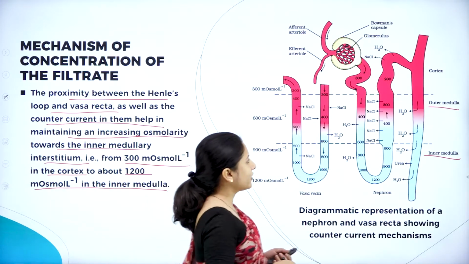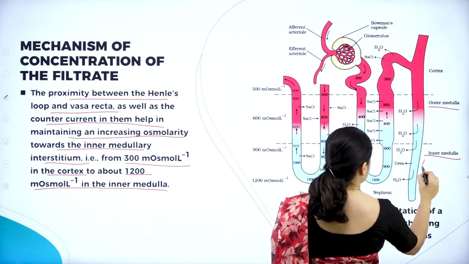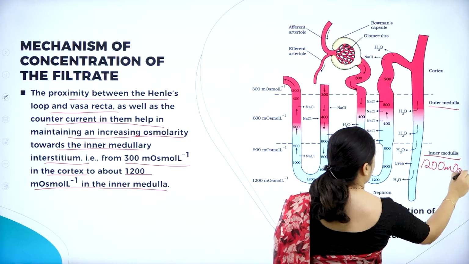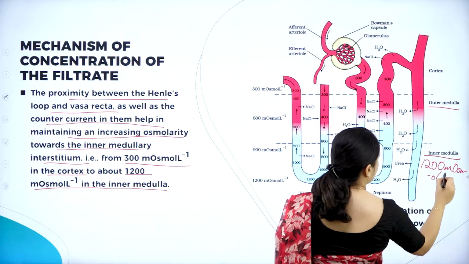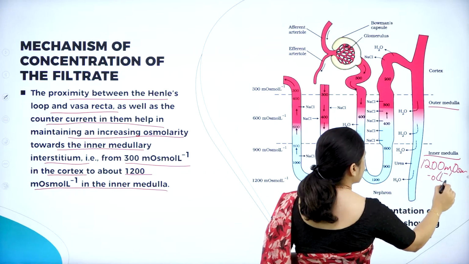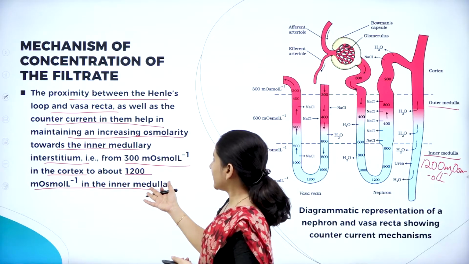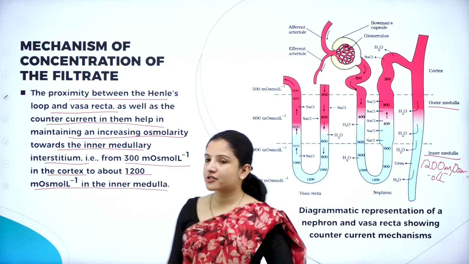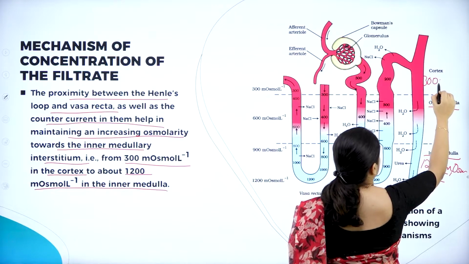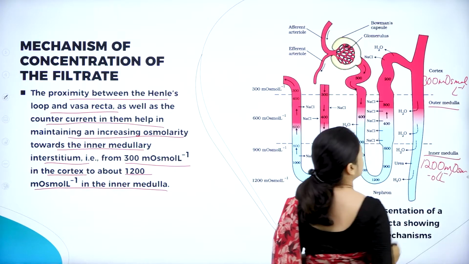So, in the inner medulla, how much is the osmolarity maintained? It is 1200 osmol per liter. So, that is how much it is maintained. But in the case of the cortex, how much is the osmolarity maintained? The osmolarity that is maintained is about 300 osmol per liter.